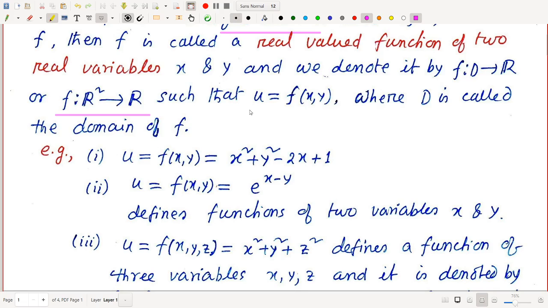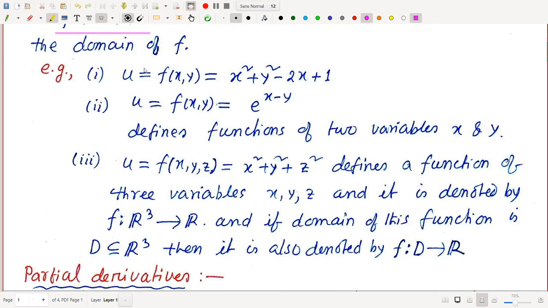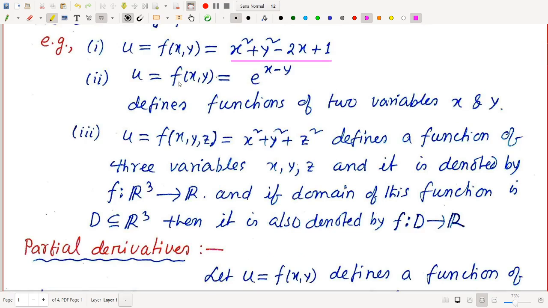For a single variable we write y equal to f of x. Here we write u equal to f of x, y, where D is called the domain of the function f. So this is the definition of a function of two variables. For example, if we write u equal to f of x, y equal to x square plus y square minus 2x plus 1, for every pair of real numbers x, y, this is a definite real number. That's why it is a function. This rule defines a function of two variables. Similarly, if we write u equal to f of x, y equal to e to the power x minus y, then also it defines a function of two variables x and y.